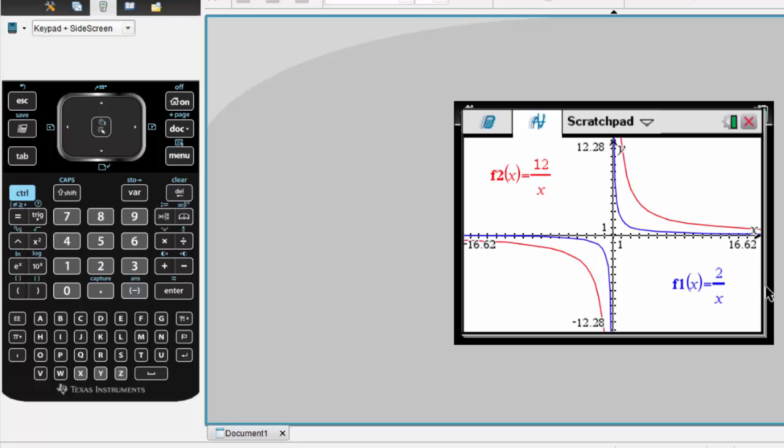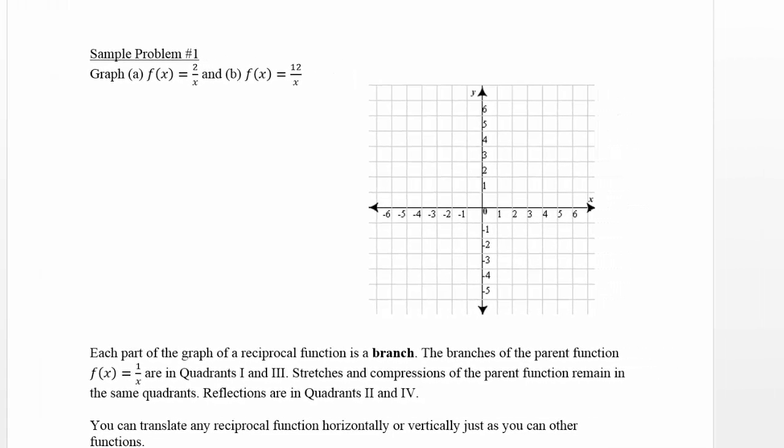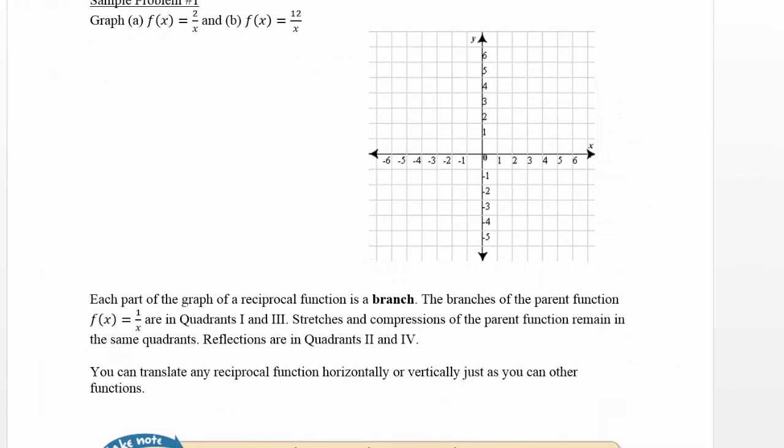Now, here's something that's very important. If we're just talking about 2 over x, if we look at the two blue parts, those are not two separate graphs there. Those are the graph of the same function, so they're together. They're not two separate parts. Well, you see here in the notes, we call those two separate parts branches of the reciprocal function. And so you've got to understand that they go together. You can't have just one or the other.